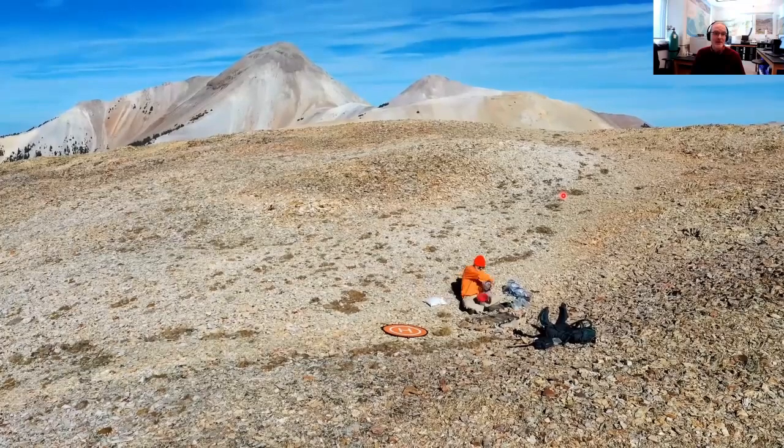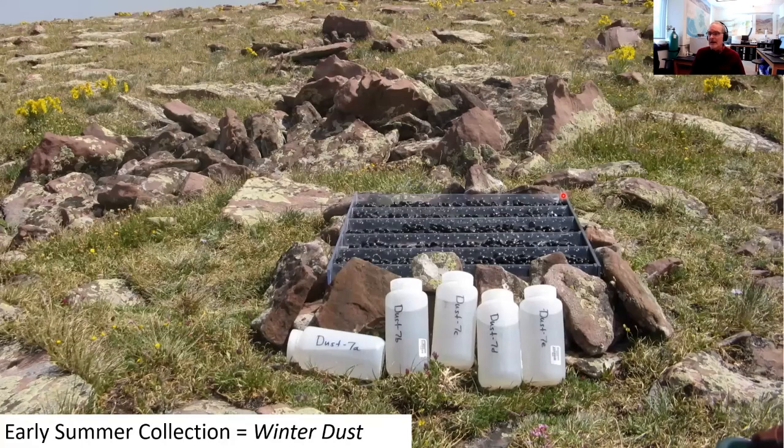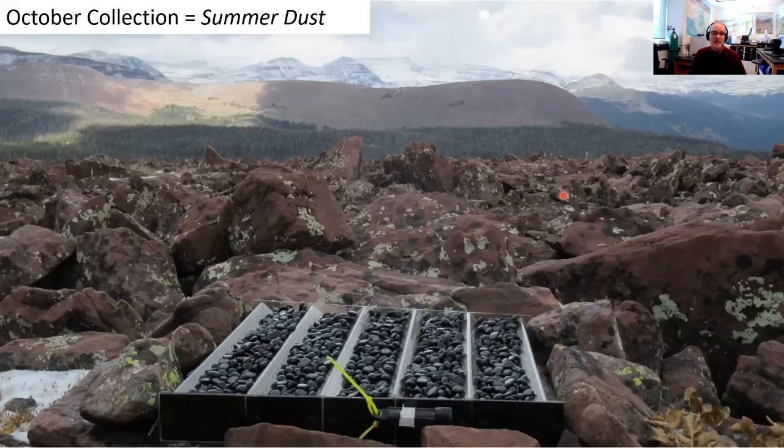Scrape out the beads, rinse them off with distilled water, rinse out the collector, put it all back together and bring the water back to the lab. So I try to do this every year in late June or early July to remove what I call the winter dust sample. And then I'll go back in October and get what I call the summer dust sample.